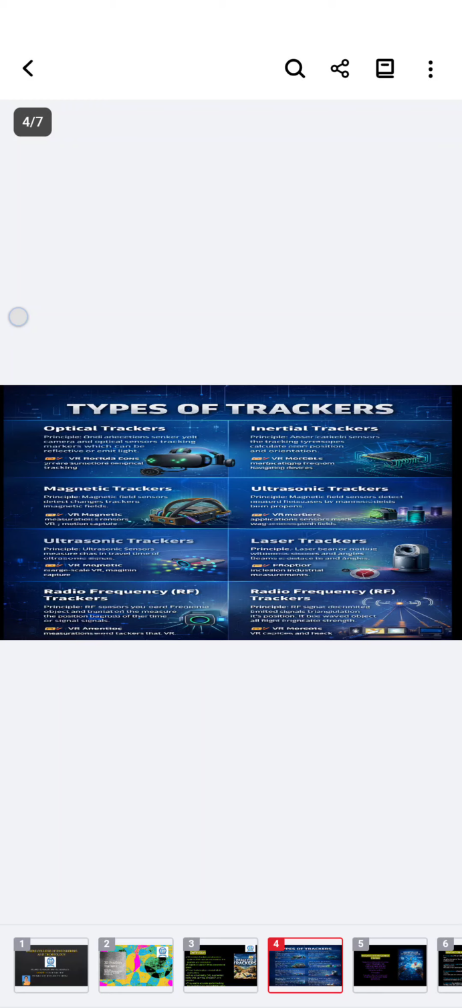The fourth one is ultrasonic trackers. They use ultrasonic sound waves and measure distance using the time taken by the sound waves to travel, and are used in small scale VR and indoor tracking. The advantage is that it is simple and low cost. The limitation is that it is affected by noise.